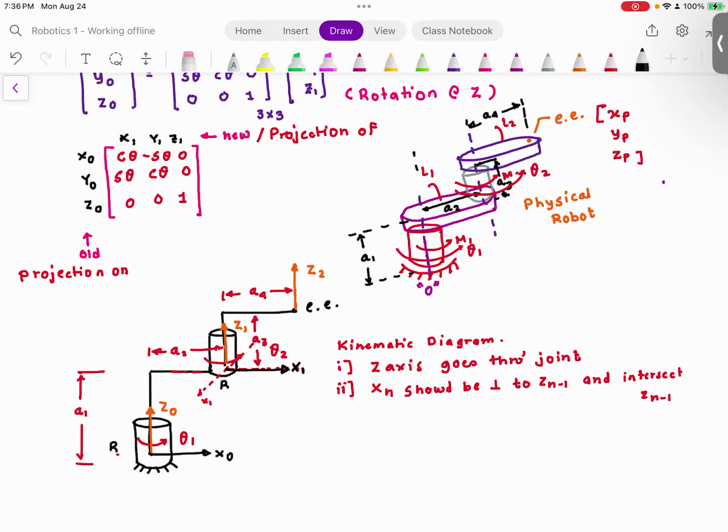And now I need to add X2. X2 should intersect Z1. Again, I have choices: X2 could be in this direction or X2 could be in this direction. Please understand, if I assume X2 in this direction, it will be parallel to Z1, because there is this offset of A4 between X2 and Z1. So the only viable direction is this direction.